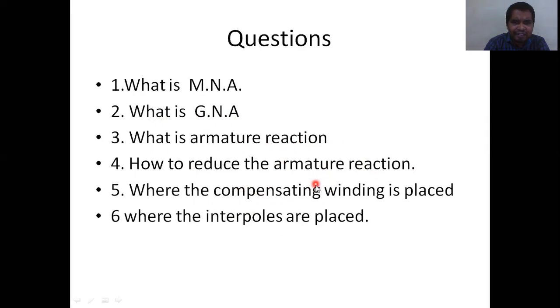Compensating windings are placed in the pole faces and connected in series with your armature, but with current in the opposite direction. Interpoles also are placed between the main poles, and they also carry the armature current in series with the armature, and similarly nullify your armature reaction. So this is what we have discussed about the armature reaction, right?